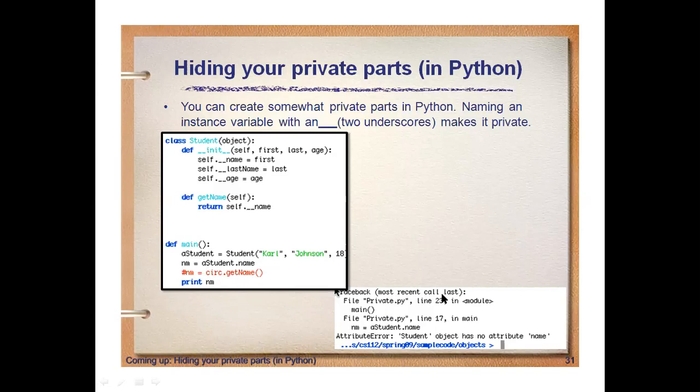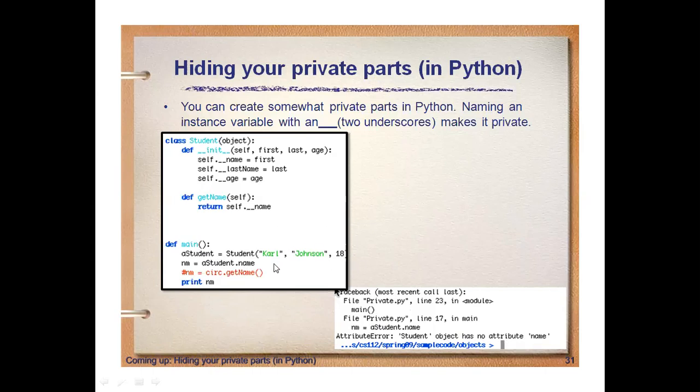Traceback, most recent call, private.py, in my function main: AttributeError, the object student does not have any attribute name. This means that even though I can call this particular name from here, I cannot access this particular variable from it, right?